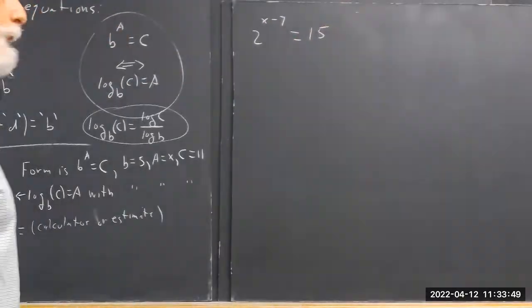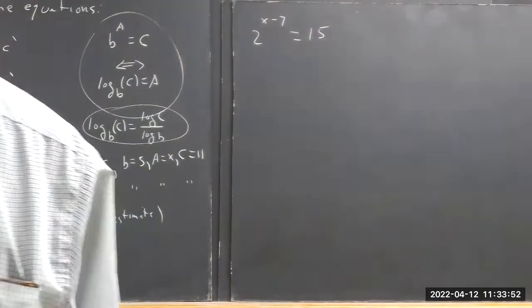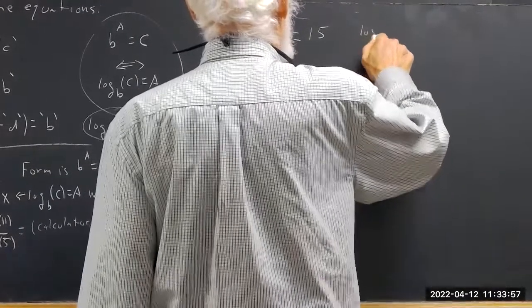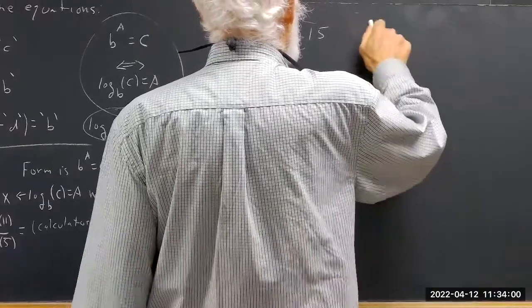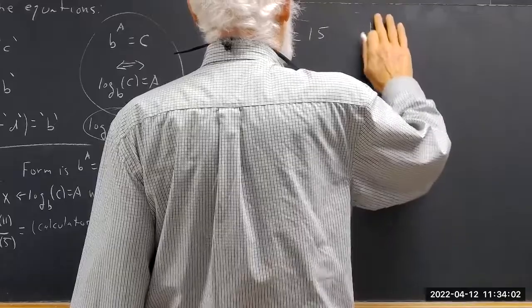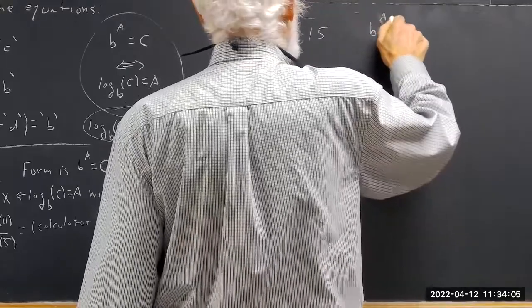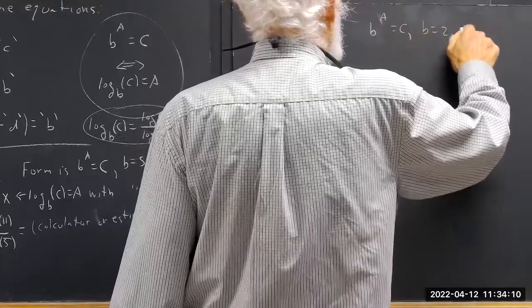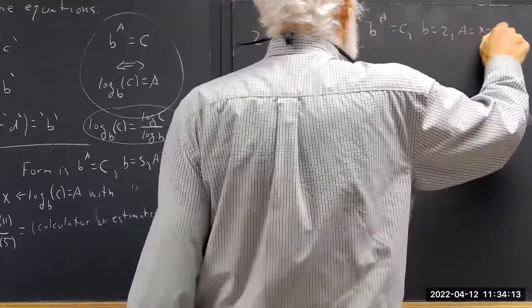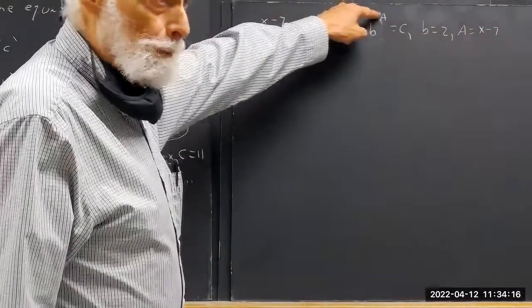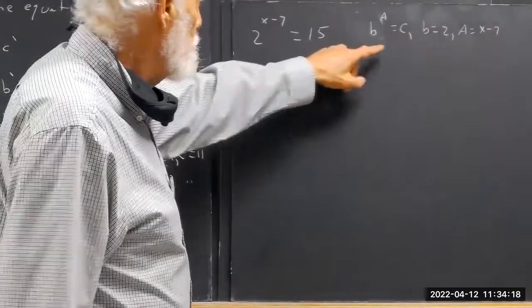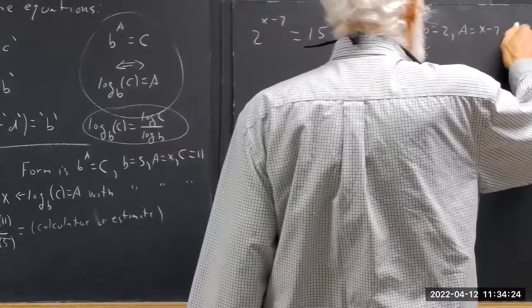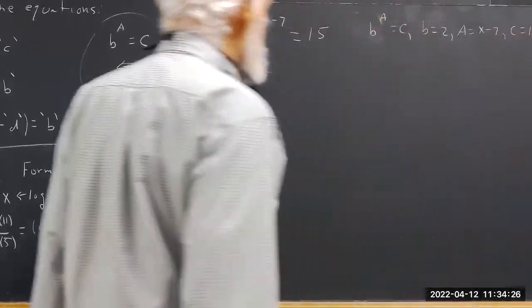Let's say you got 2 to the x minus 7 equals 15. This is the form b to the a equals c. A is the exponent, B is the base, that's 2. A is the exponent, that's x minus 7. And c equals 15.